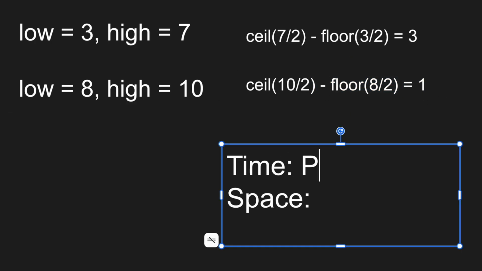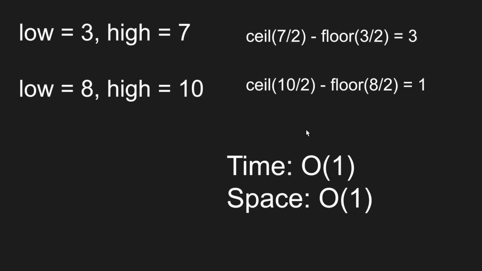And the time complexity and space complexity will both be O of 1 because the inputs will not affect the time and space of this problem, since no matter how large or small the inputs are, we will just be plugging in a formula. So the time would be constant and the space would be constant as well. So now let's get to the coding part.